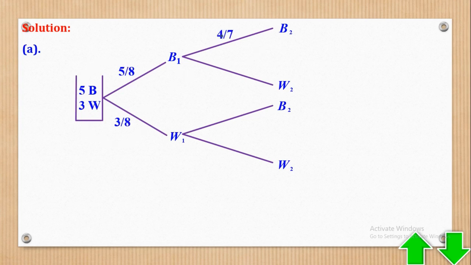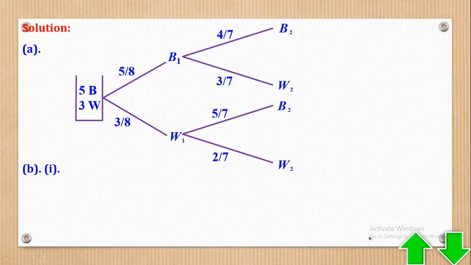The next is this one. So after picking one B1, you don't replace it, so you pick another B. Therefore, it means that this one reduces by 1 to give you 4, and this minus 1 gives you 7. Then here we shall say 3. If 3 we have not yet tampered with it, so it will be 3 over 7. Then here, remember you already picked white, so remaining with 2, so you have 2 over 7. For B we have not yet tampered with it, so it will be 5 over 7. So that was part A.